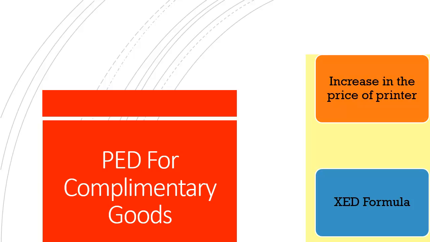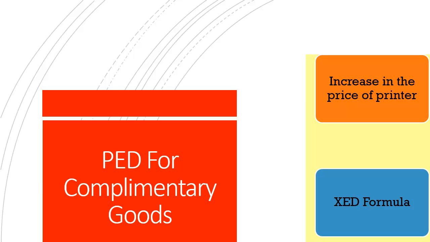Okay, so let's go step by step. Number one, what is going to change here is the price of the printer. This would lead to a fall in the demand for the printers, right, assuming that all other factors remain constant. Now, the fall in the demand for the printers will lead, in the short run or in the long run, to a possible fall in the demand for ink cartridges.